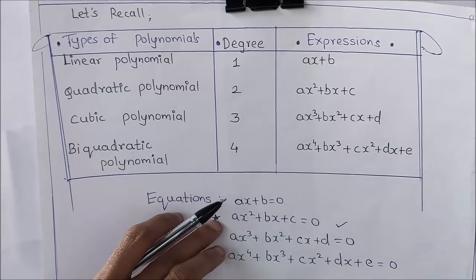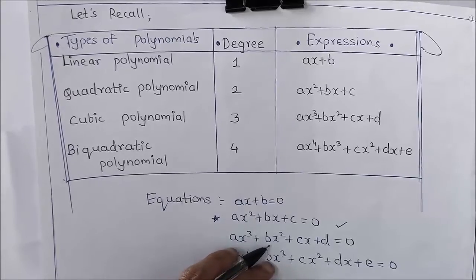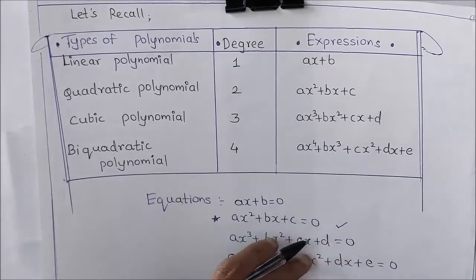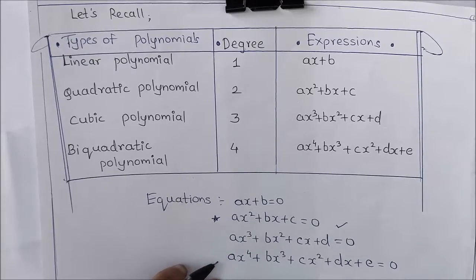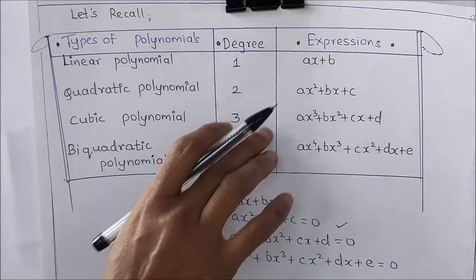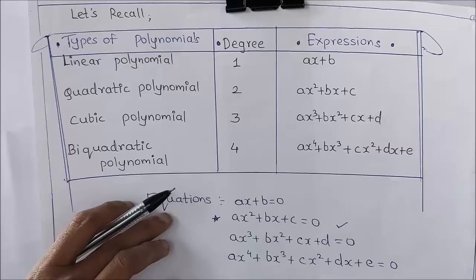Ax square plus bx plus c equals 0 is a quadratic equation. And the third is ax cube plus bx square plus cx plus d equals 0, which is cubic equation. And the fourth type is biquadratic equation, that is ax raised to 4 plus bx cube plus cx square plus dx plus e equals 0. So, when we equate the expressions with any constant term, we get equations.